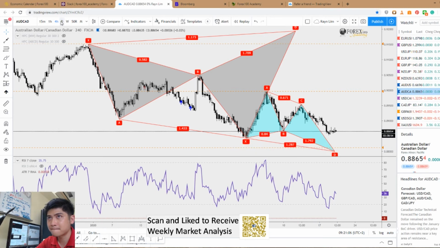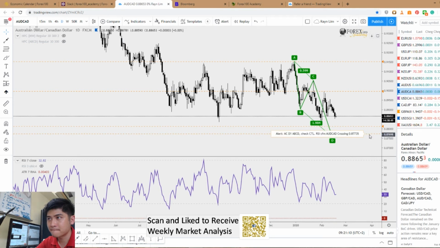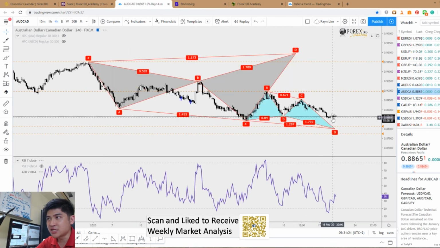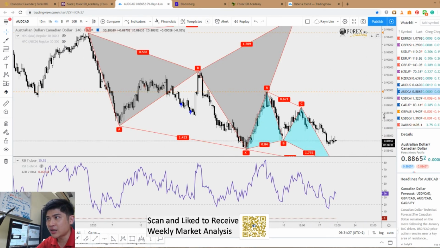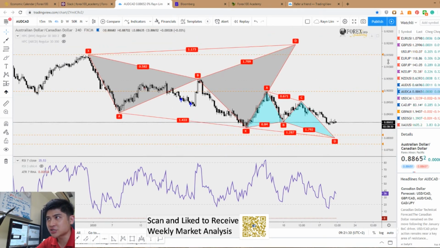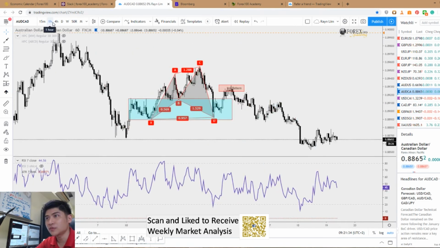I'm sorry, there is my alert for the butterfly. Alright, 0.8769 is the daily chart ABCD. It's only about 30 pips away. So I can wait for confirmation before I engage the trade. To the 1 hour chart, this is what we have.